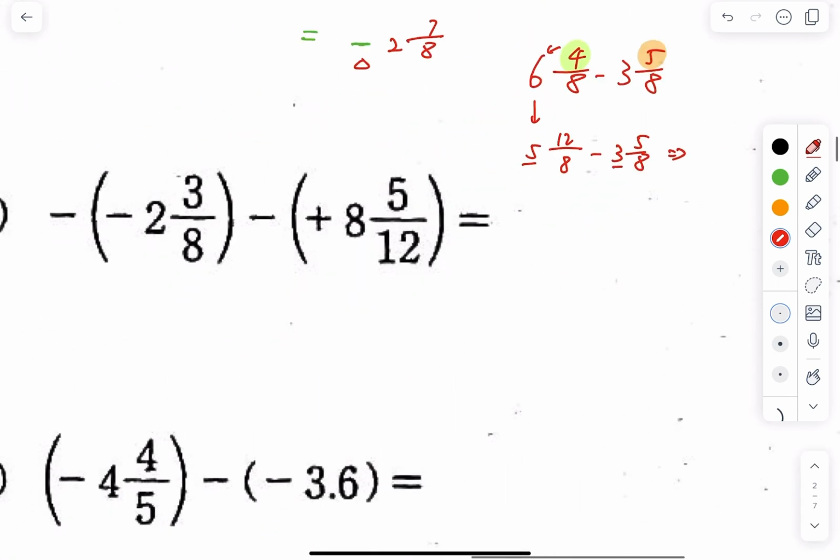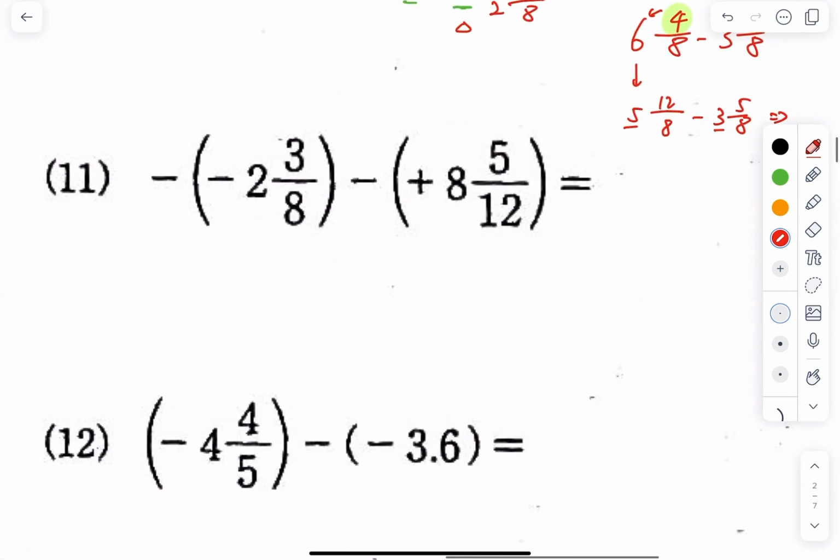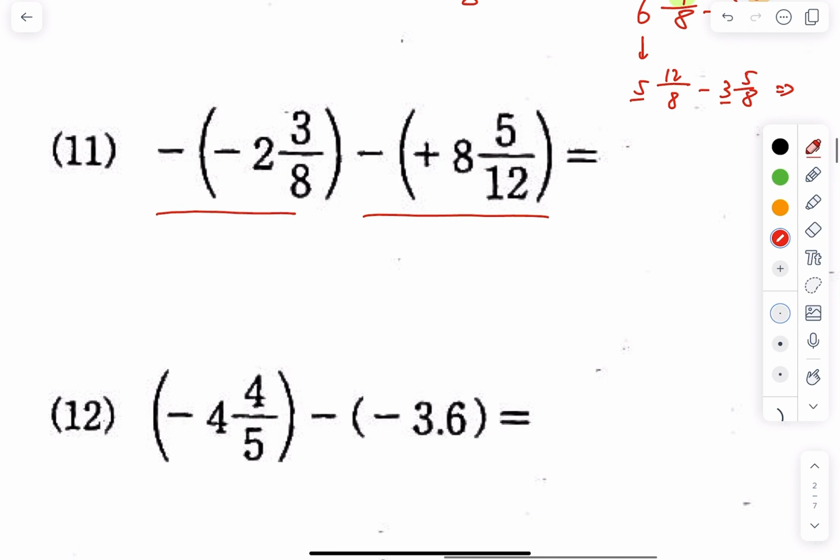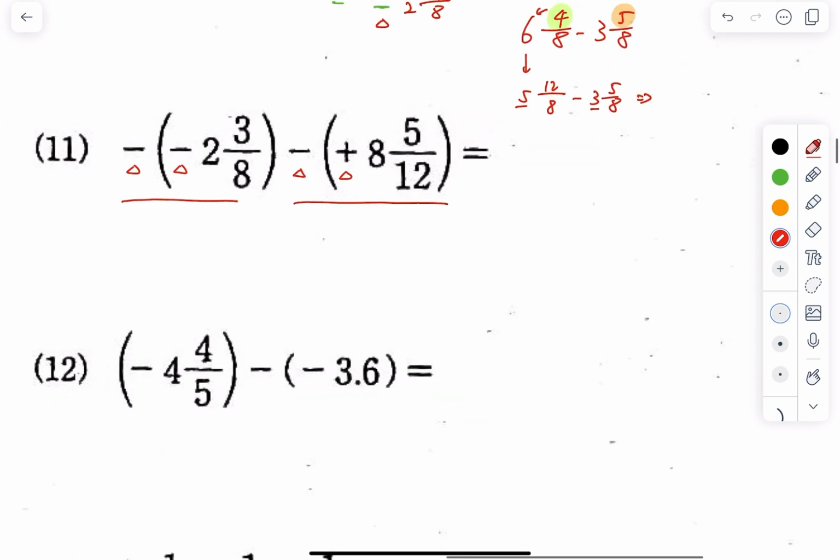Okay? All right. Question number 11. In this case, we have to know how to open the bracket. Very importantly, right now we see, outside the bracket there's a negative, and inside the bracket there's also a negative. Outside the bracket negative, inside the bracket positive. General rule of thumb, when we open a bracket, same sign, always positive.